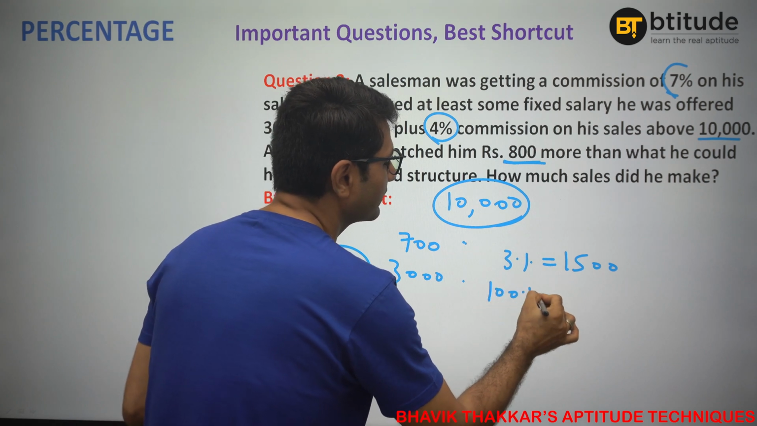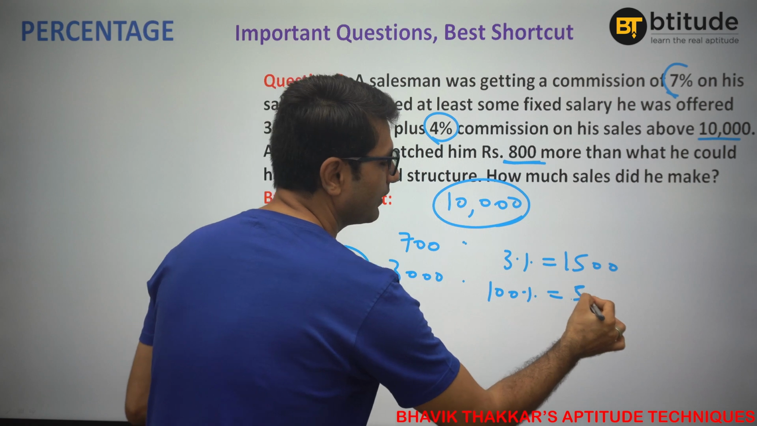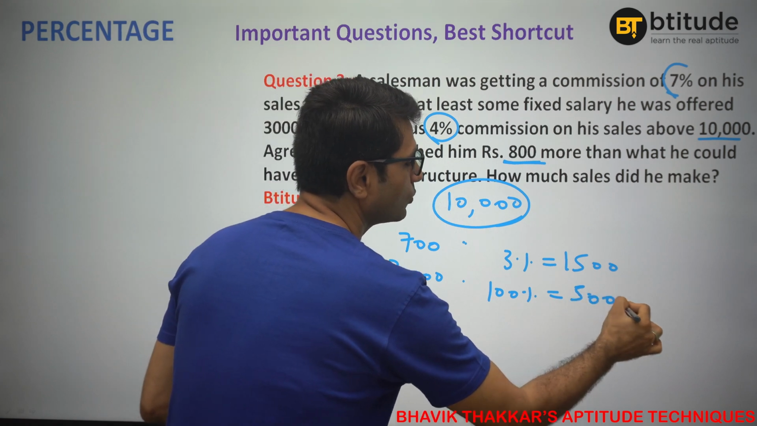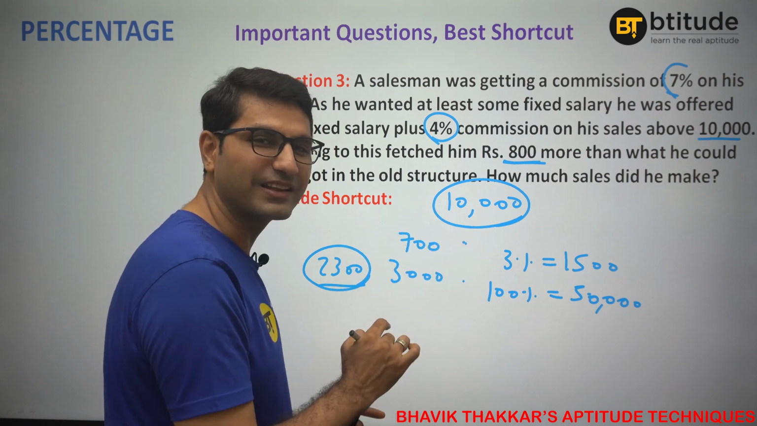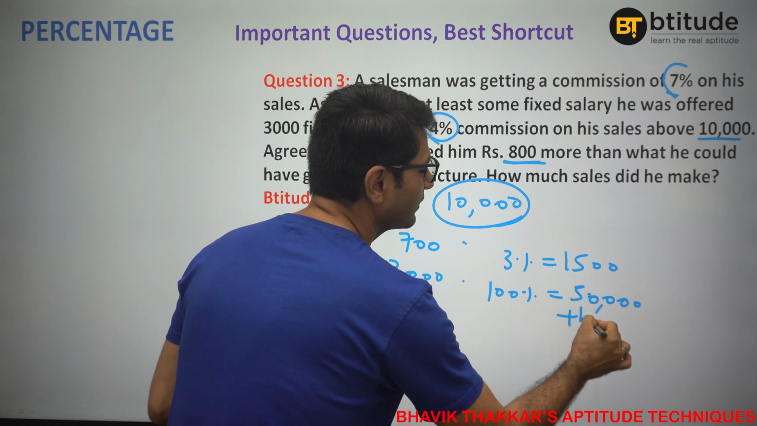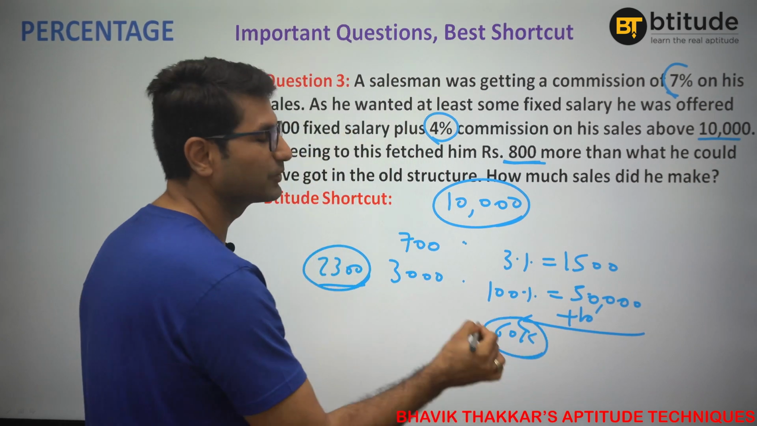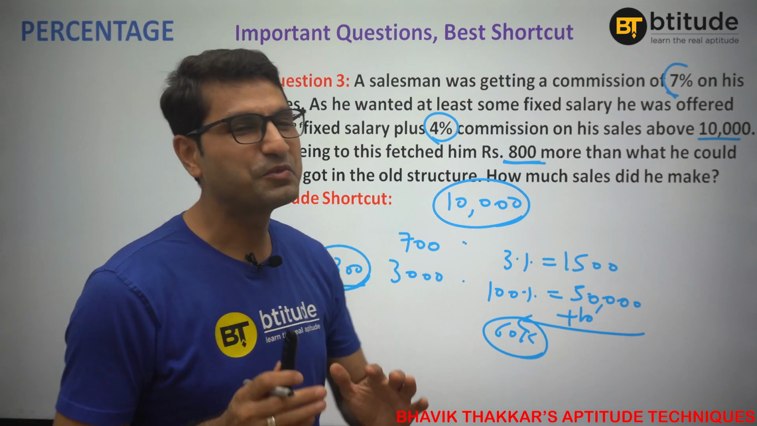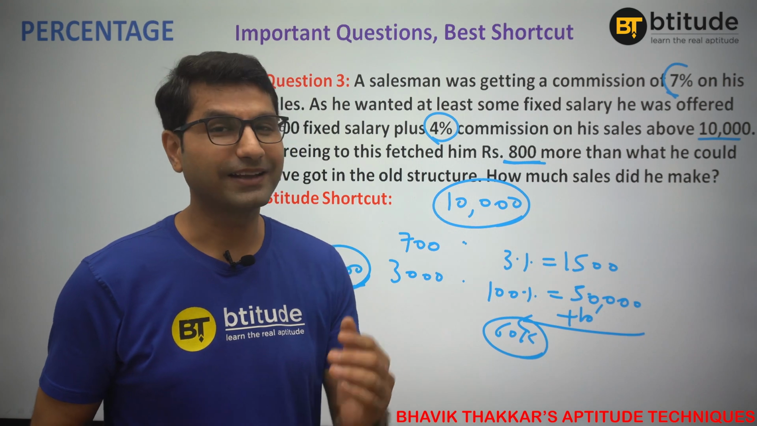What would be that 100%? So 3 into 5, 15, 2 zeros. So 100 into 5, 500 and 2 zeros. That would be 50,000. But don't forget the previous 10,000 sales. These 50,000 sales are on top of that 10,000, so 50,000 plus 10,000 will make it 60,000. So this is the logic, right? If you can think in these terms, nobody can stop you. And that is what I am trying to do.